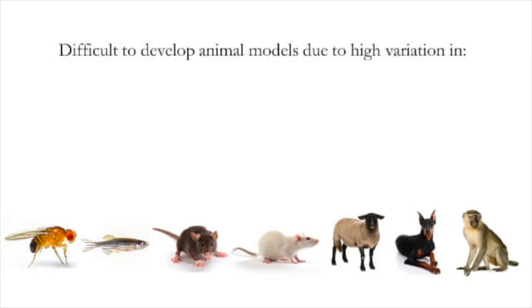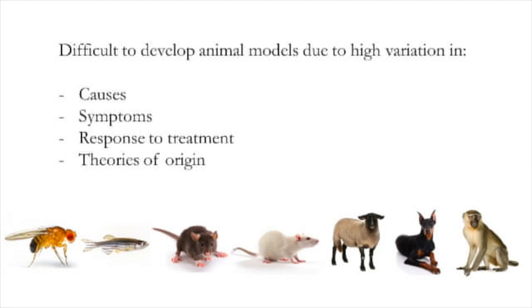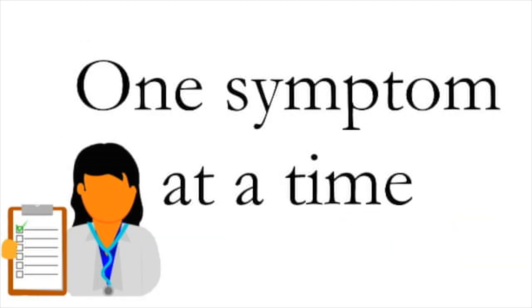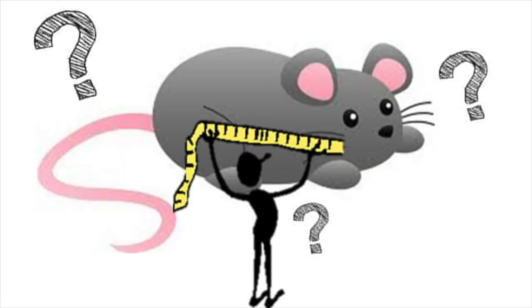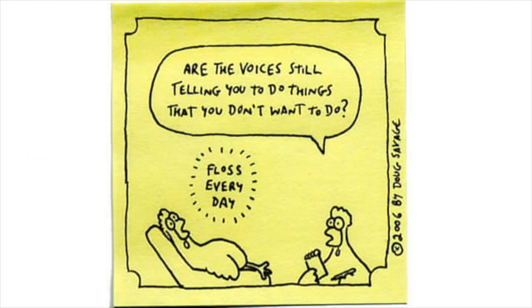Now, developing animal models for schizophrenia can be incredibly challenging because there's just so much variation in its causes, in its symptoms, in individual responses to treatment, and in theories regarding its origins. Because of this, most animal models tend to only focus on one symptom of schizophrenia at a time, and this can make it really difficult to create a fully coherent framework. On top of that, many symptoms of schizophrenia cannot be measured directly in animals. For example, how could we ever know if an animal is hallucinating or having delusions?